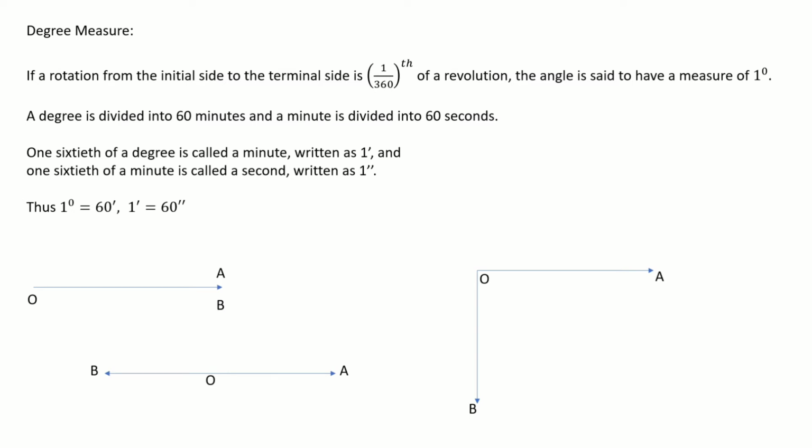Since 1 degree is 1/360th part of a revolution, 1 complete revolution is equal to 360 degrees, half the revolution is equal to 180 degrees and 3/4 of a revolution is 270 degrees.